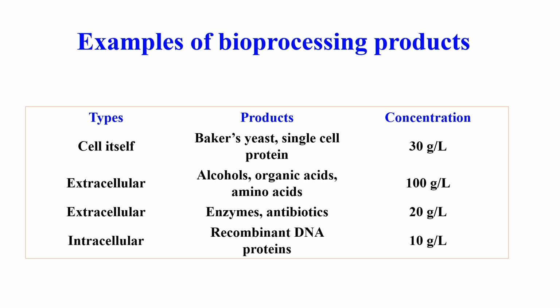Here I have listed, just for information, the titer of some products. If it is a cell product, typically baker's yeast concentration is 30 gram per liter. For an extracellular product like alcohol, one can go up to 100 gram per liter, while for enzymes and antibiotics it is about 20 gram per liter, a typical value that may change. And for an intracellular product, let us say recombinant DNA protein, it is about 10 gram per liter.